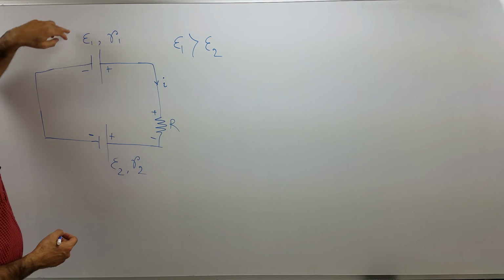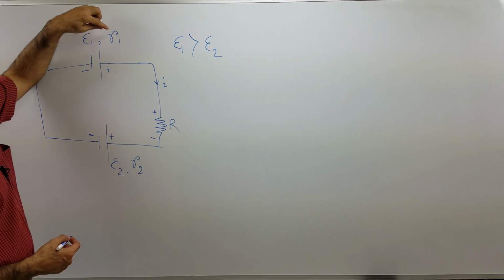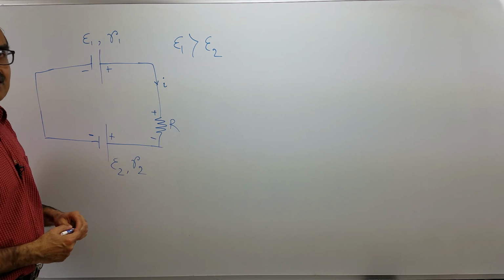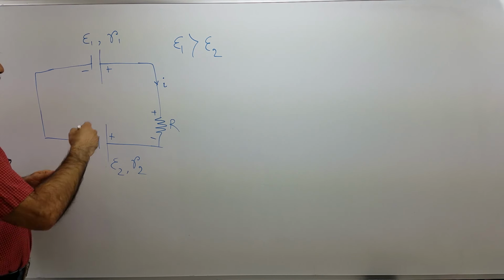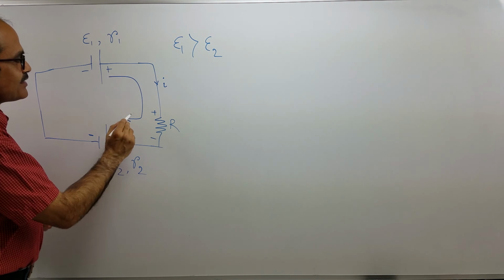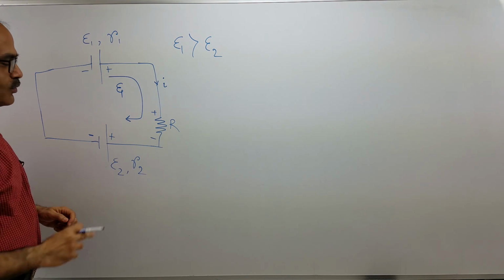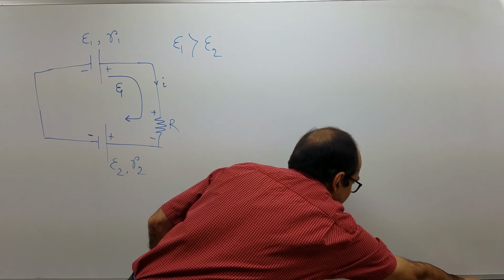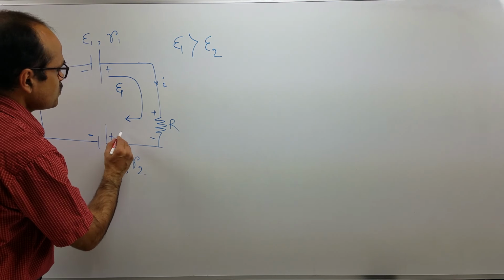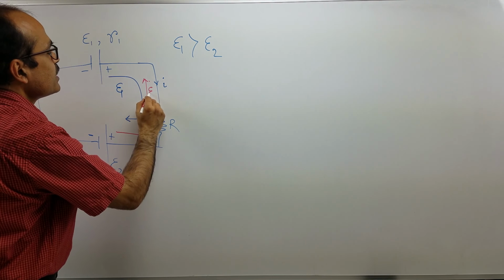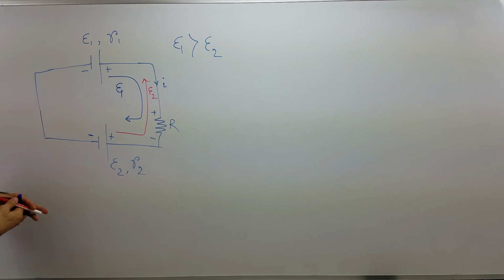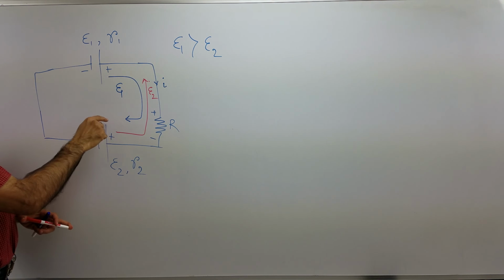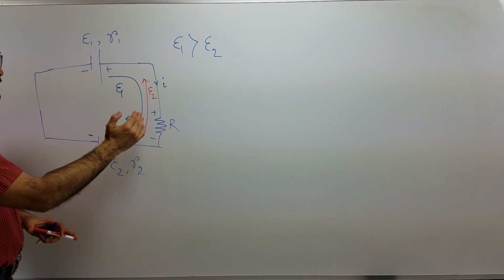Now, this cell has EMF epsilon 1 and internal resistance R1. This cell has EMF epsilon 2 and internal resistance R2. So, this cell is driving the current in this sense with an EMF of epsilon 1, and this cell is opposing the flow with an EMF epsilon 2 in this sense. So, this cell is pushing current in this sense with epsilon 1, and this cell is pushing the current in this sense with epsilon 2.